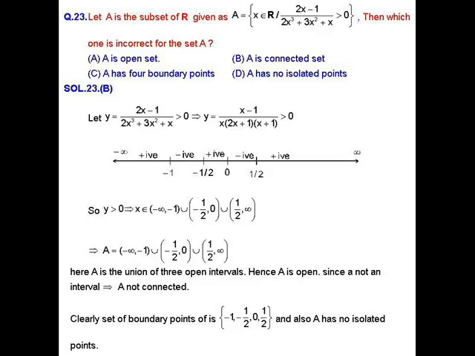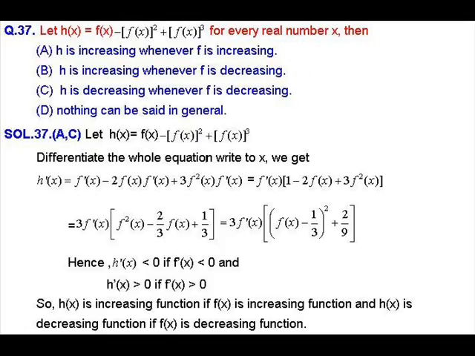Option C says A has 4 boundary points. Clearly A has 4 boundary points, as minus 1, minus 1 by 2, 0 and 1 by 2. So option C is also correct. Option D says A has no isolated points. And clearly A has no isolated point because every point of A is its limit point. So it has no isolated point. So we have only option B incorrect. So B is our answer.